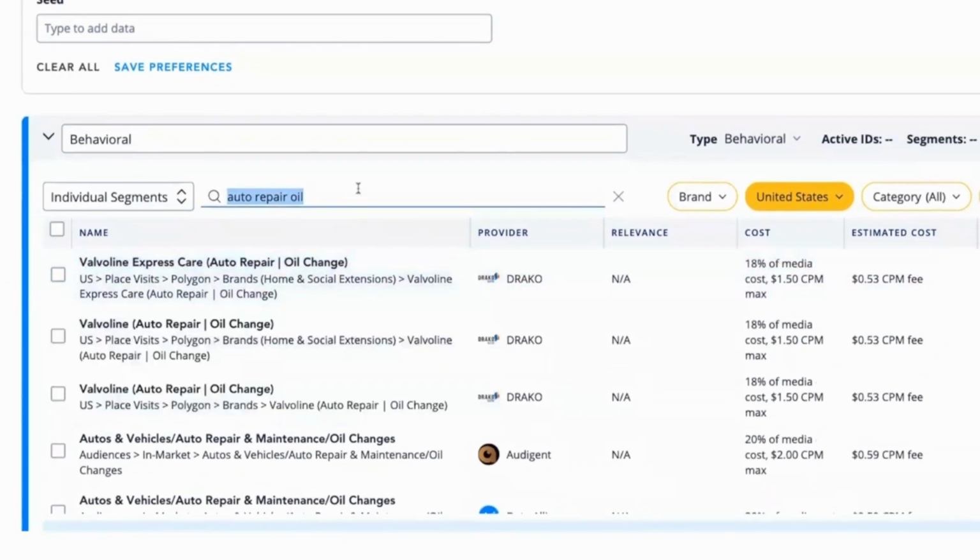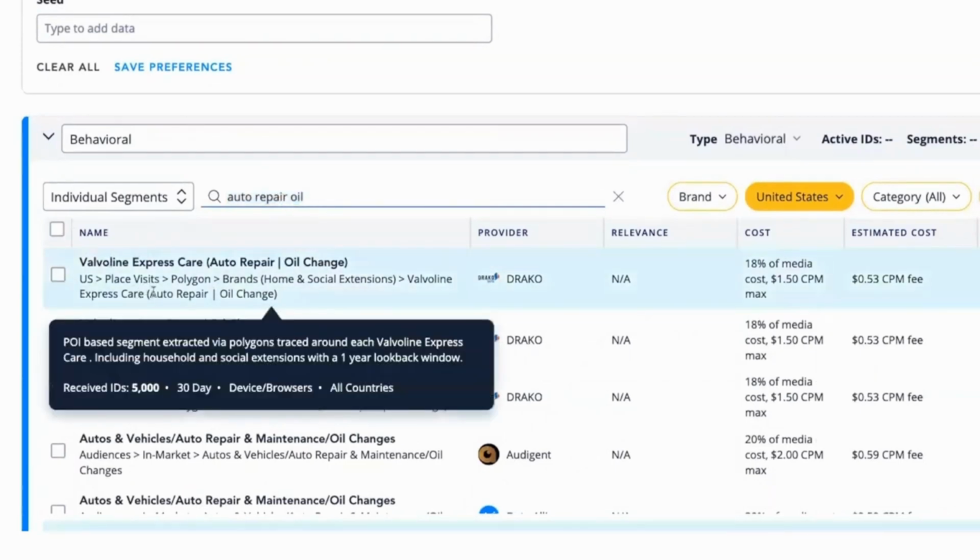Start playing with the keywords, start adding different keywords until you find or come close to the audience that you are trying to pull. So again, in this example, my planner reached out to me and said, hey, we're pitching this dealership. They want to target people that like to change their own oil. So like the DIYers of cars, right?